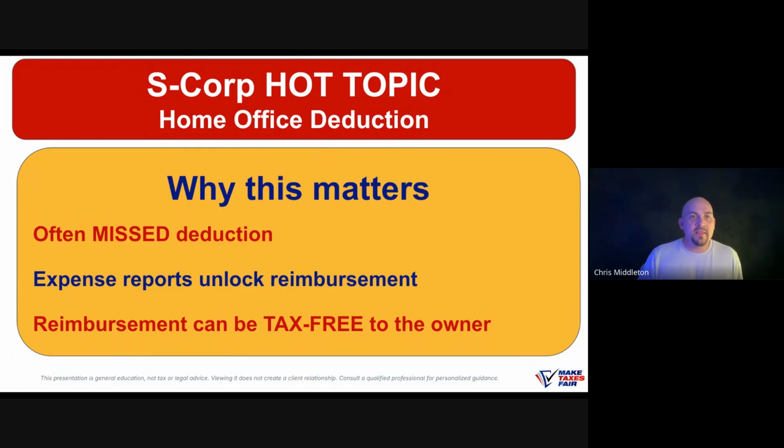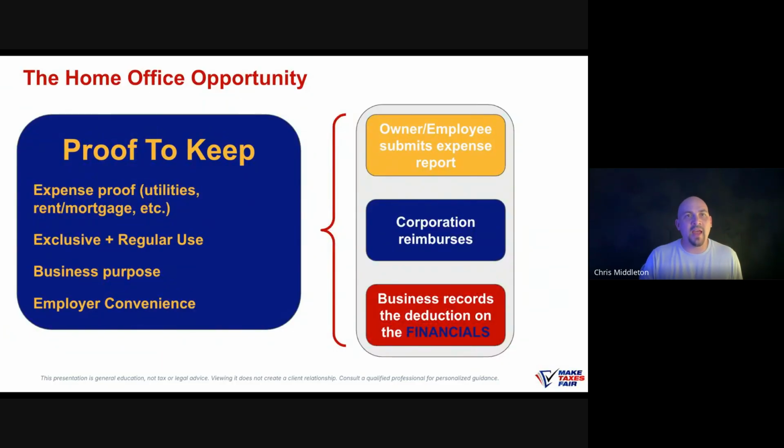The expense report is what unlocks this reimbursement, right? For the reimbursements to be tax free, that really has to be through that expense report. So the home office opportunity is, the proof you need to keep is the expense proof: your utilities, your rent, your mortgage. It's got to be exclusive and regular use, business purpose, and for the employer's convenience.